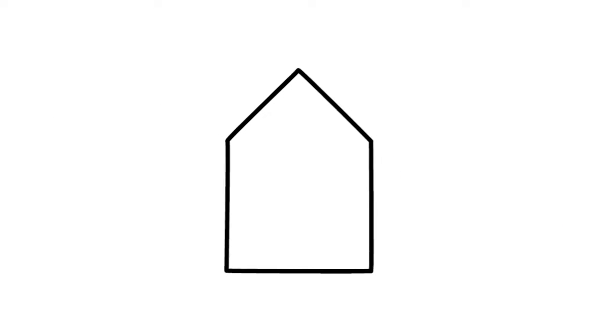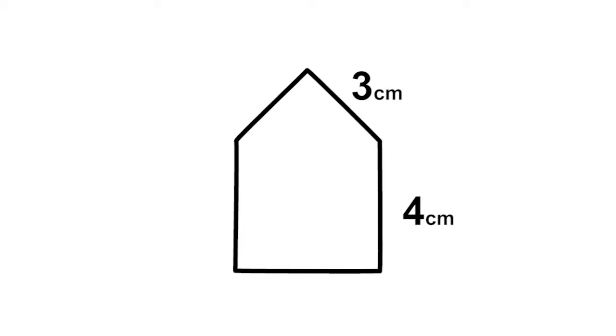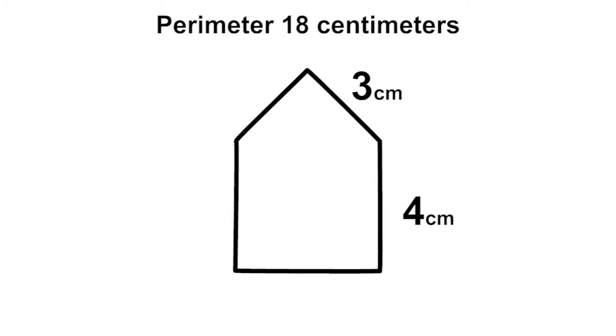Let's look at this pentagon. If two side lengths are given and the perimeter is 18 centimeters, we need to find the side lengths for A, B, and C. I notice that side A appears to be the same length as the 3 centimeter side. I will label side A as 3 centimeters. I notice that side B appears to be the same length as the 4 centimeter side. I will label side B as 4 centimeters.